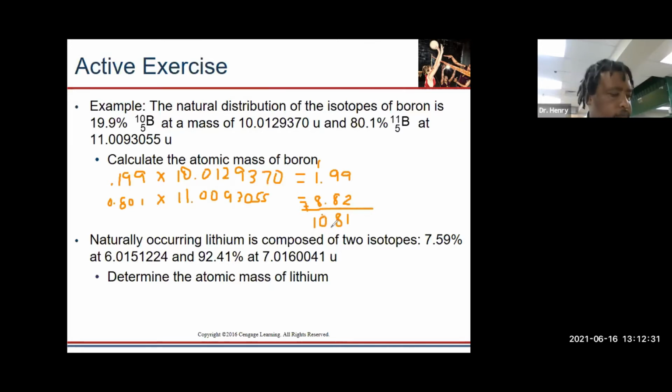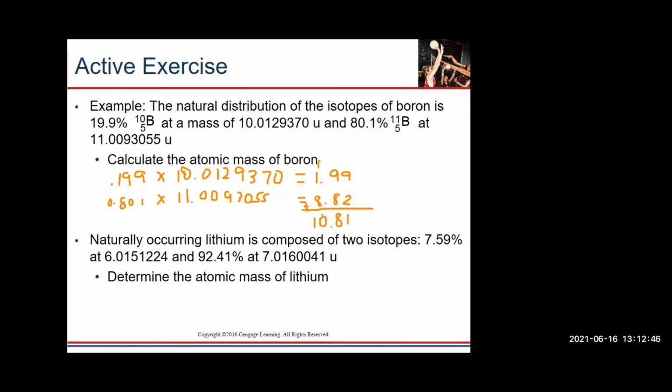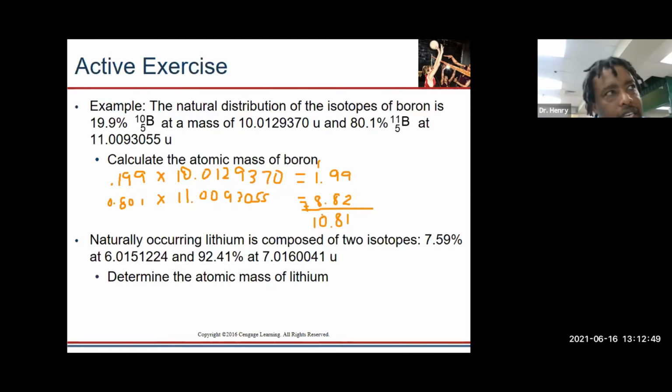So look on your periodic table. What is the mass of boron? Anyone? Mass of boron? 10.81. Okay, so you guys see that the isotopes as a whole, if we take them all into consideration, they should add up to that mass that we see on the periodic table. So what the periodic table gives us is the average of all of the isotopes that occur naturally in nature. Does that make sense?